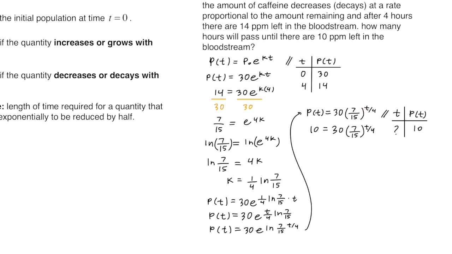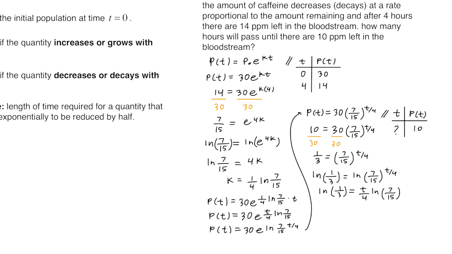To solve for t, we're going to divide both sides by 30. So next we're going to take the natural log of both sides, and then at this point we're going to bring this t over 4 down to the front. And then finally, to solve for t, we're going to multiply both sides by 4, and divide both sides by natural log of 7 over 15. And then we're going to plug this in the calculator. And we get 5.766 hours until there are 10 parts per million left in the bloodstream.